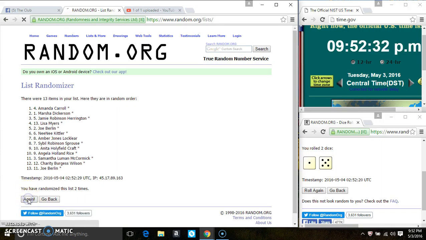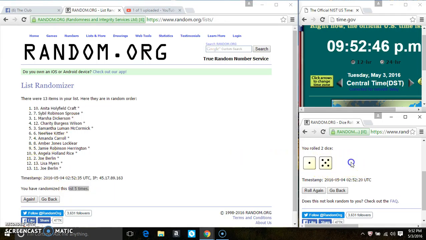It's 2. 3. 4. 5. After the fifth time, there's still 13 items on the list. Miss Anita Kraft is on the top. Mr. Joe Berlin is on the bottom. We randomize 5 times. The dice call for a 6.